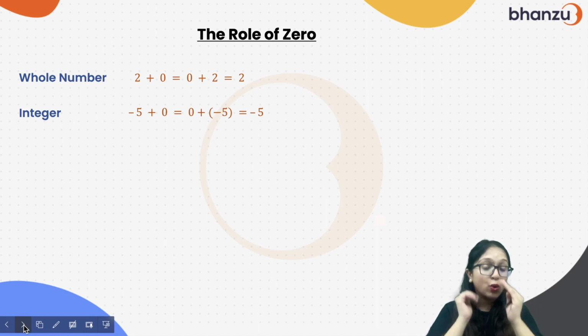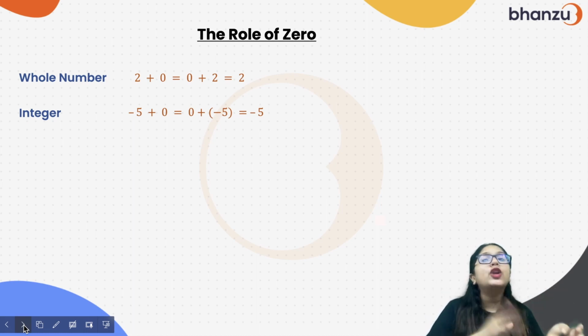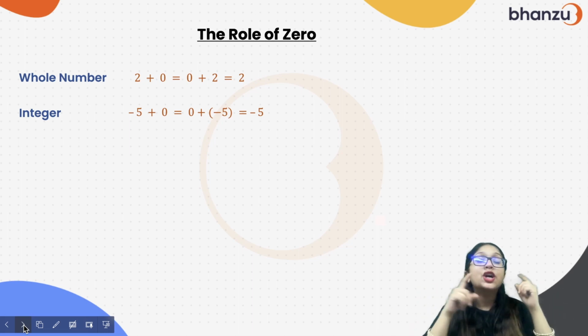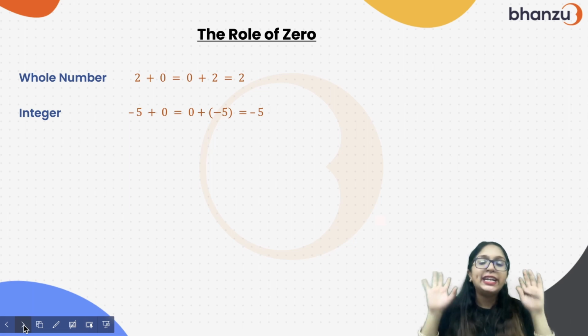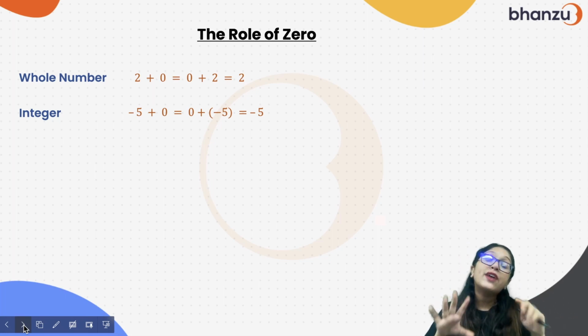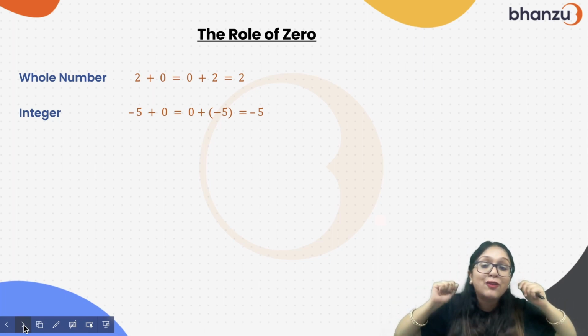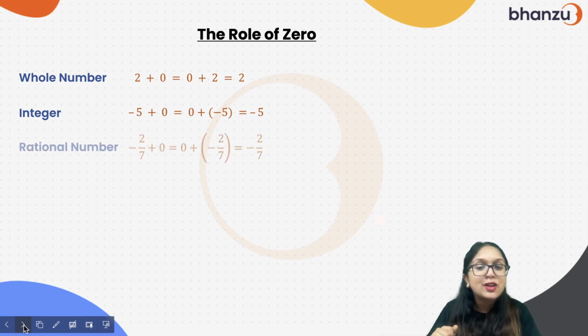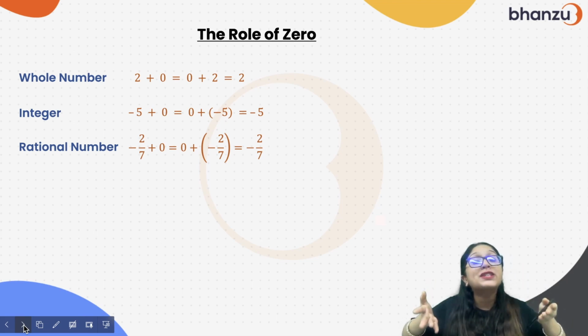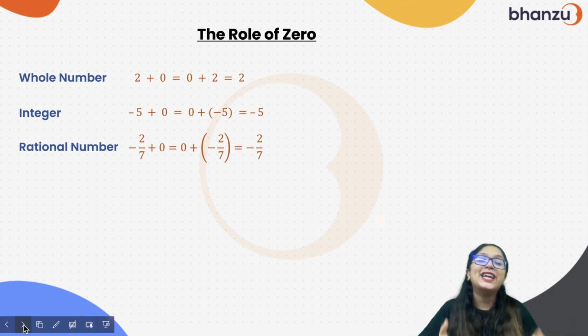We can see in case of whole numbers, if I add 0 to any whole number, the answer is that whole number itself. Do you see that 2 plus 0 is 2, 0 plus 2 is 2. Integers, if I take an integer, let's say minus 5. Minus 5 plus 0 is minus 5. 0 plus minus 5 is minus 5. That answer is the integer itself. Is this true in case of rational numbers also? Let's see. Minus 2 over 7 plus 0 is minus 2 over 7. 0 plus minus 2 over 7 is minus 2 over 7. So this is true in case of rational numbers also.